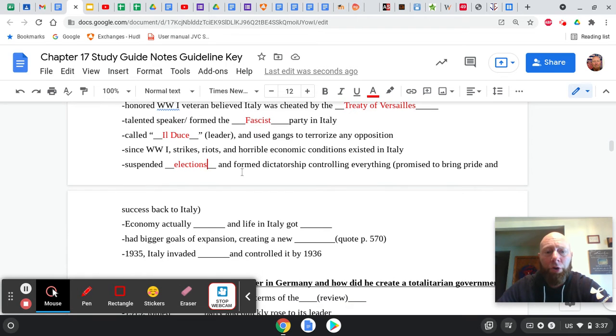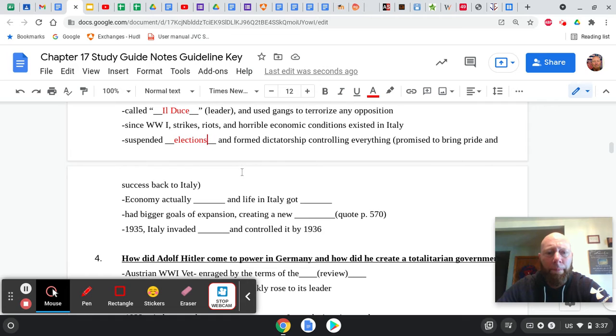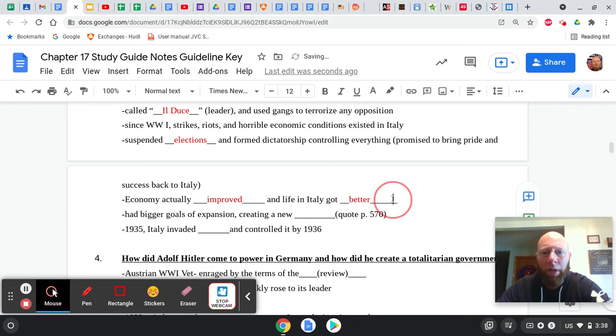All right. And under Benito Mussolini, believe it or not, and this is a positive of a dictatorship, is that they can get quick change because you don't have the need for compromise and meeting in the middle with different political groups, like we do in America right now. Under Benito Mussolini, the economy actually improved and life in Italy got better.